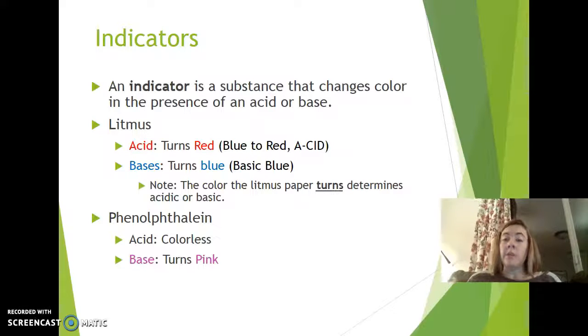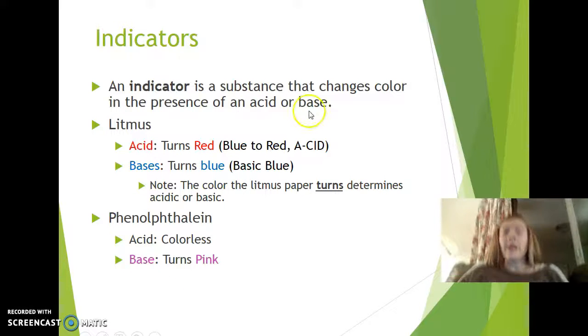Okay, indicators. We looked at indicators for a second when we were talking about properties of acids and bases. An indicator is a substance that changes color based on the pH, in the presence of an acid or base. It's a very quick and qualitative way to determine if something is acidic or basic. Acids turn blue litmus paper red, and the little chant is blue to red acid. Bases turn red litmus paper blue. So you get basic blue. That's the way that you can remember it.